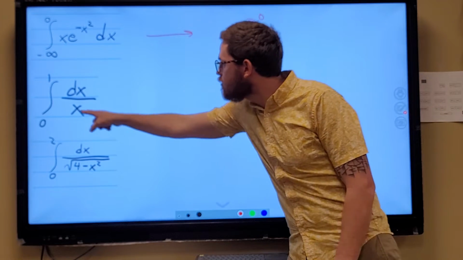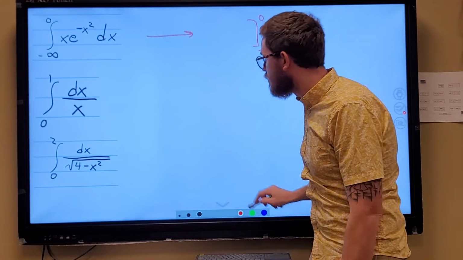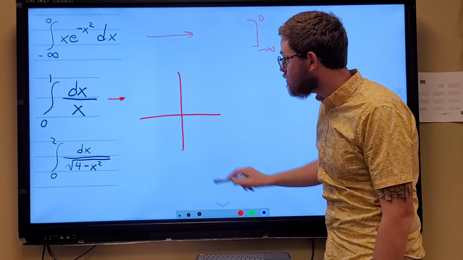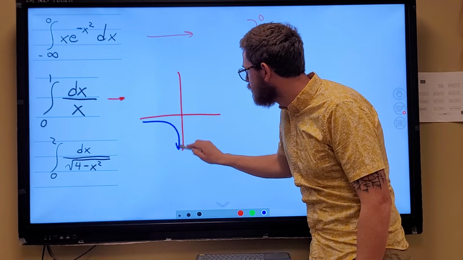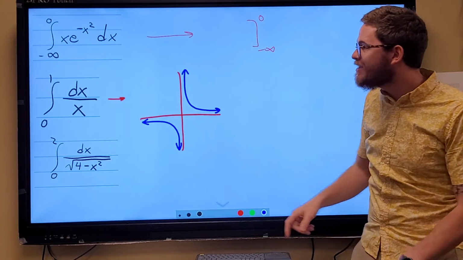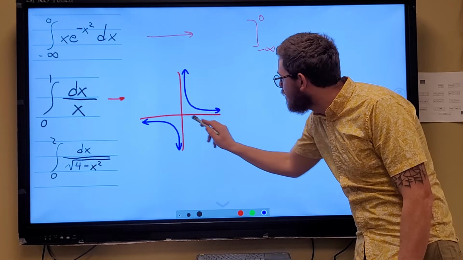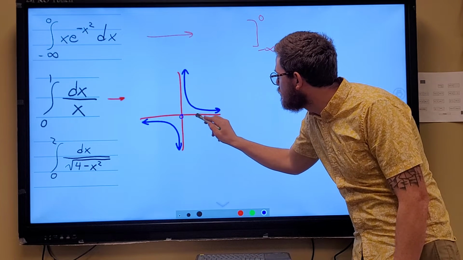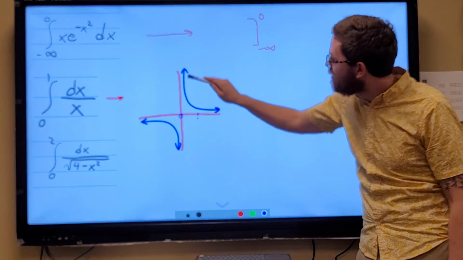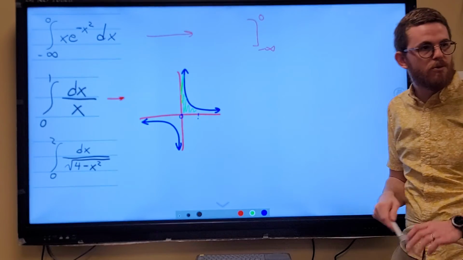Notice like this right here, this is probably a good one to get a visual on. Like this is the function 1 over x, which we know, that parent function. And we want to know what is the area under the curve from 0 to 1, right? It's kind of weird. That's super weird.